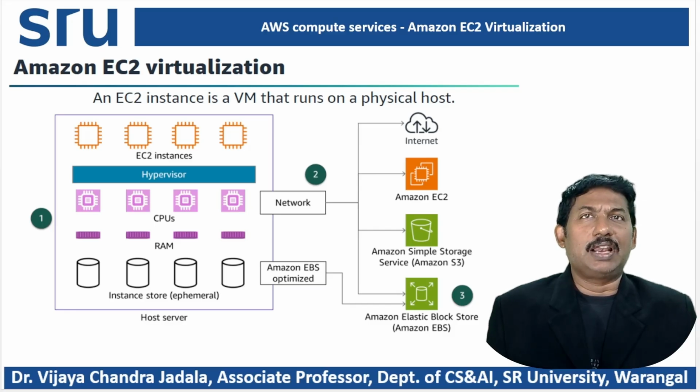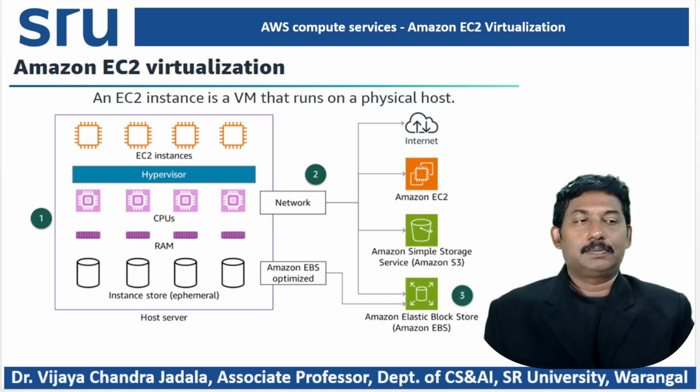Then you can select or configure the virtual private cloud, that is VPC. Choose the VPC where your EC2 instance will reside along with the subnet. That subnet may be public or private. Then create or select the security group, which defines inbound and outbound firewall rules to control the network access of the instance.